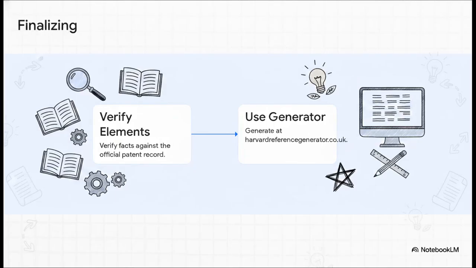Okay, once everything is rigorously verified against the official record in Step 1, you can confidently move to Step 2 and leverage a dedicated tool like the Harvard Reference Generator at harvardreferencegenerator.co.uk. But always remember the golden rule of automation: garbage in, garbage out. A generator is only ever as good as the data you feed into it.